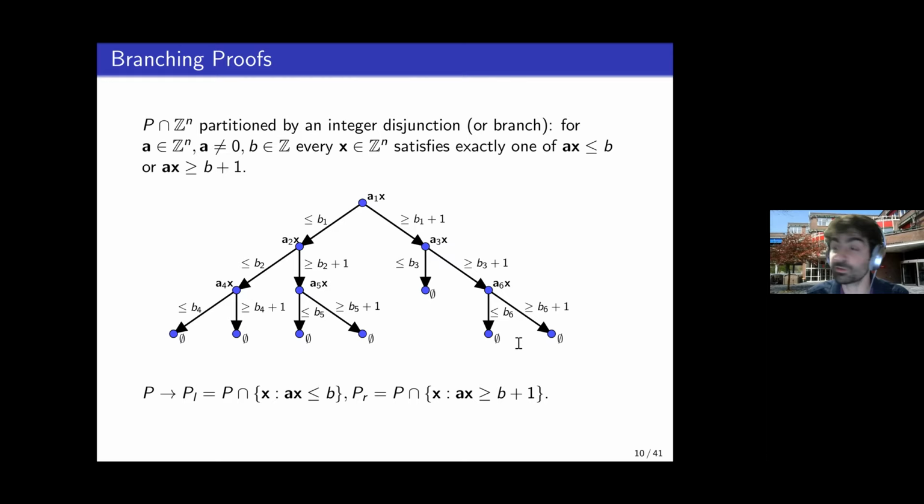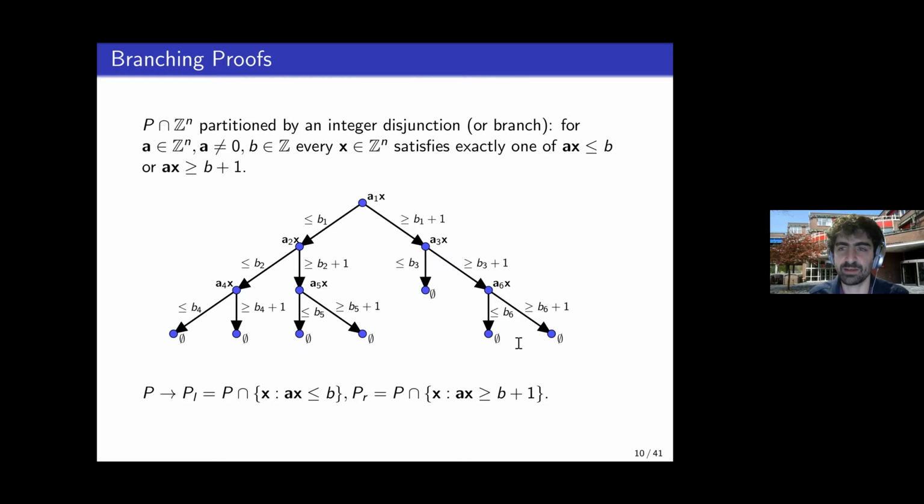And so now you can do a branching proof in exactly the same way as with variable branching, except now you have more interesting disjunctions that label the nodes. The nodes will be labeled with the branching direction, that's the A's, and the edges will be labeled with the right-hand side that you're interested in. So you'll branch left means less than or equal to B, and branch right means greater than or equal to B plus one. Okay, and so now you do exactly the same thing. You keep choosing branching directions until you get to the leaf nodes, which correspond to empty polytopes.